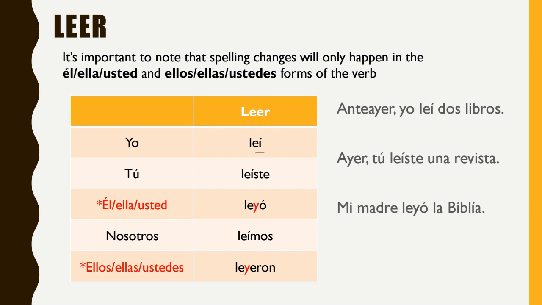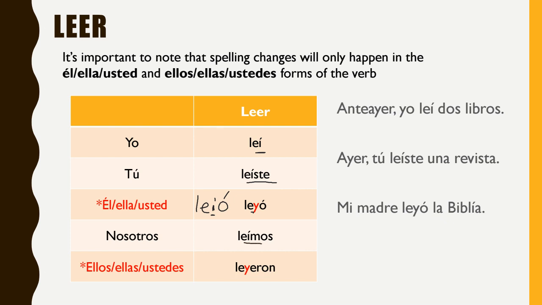We'll start by looking at the endings. So the ending é, iste, but then in the él, ella form, remember that if you were going to add the proper endings on here, you would add the I and the O on there, right? But instead of using that I, we change that I to a Y. That is why this is called an I to Y spelling changer.